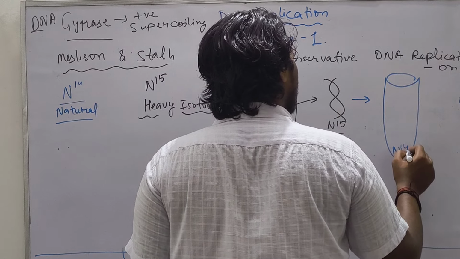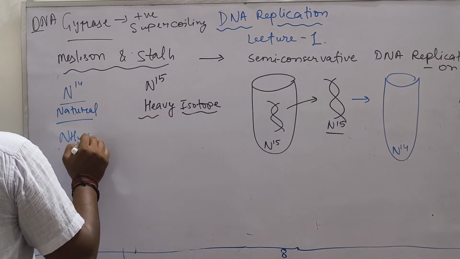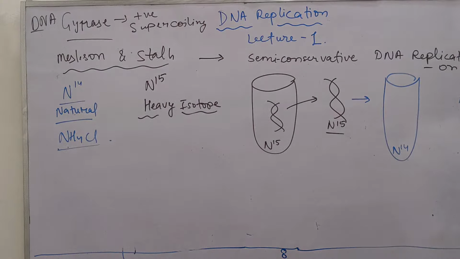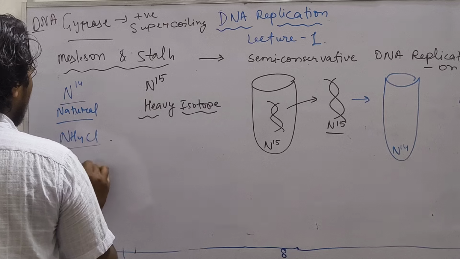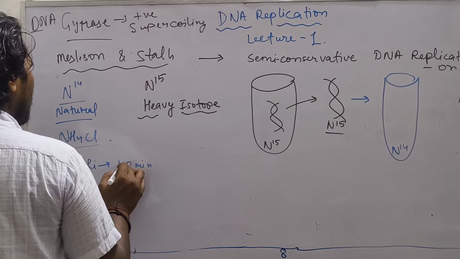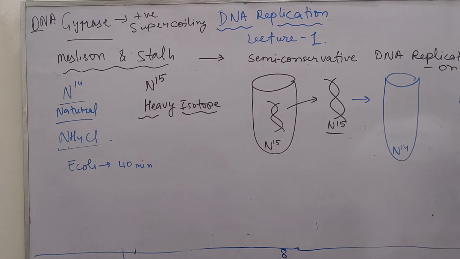After that they transferred it into N14 medium, NH4Cl. This is the component. So they transferred into this, and then what did they find? They found, after DNA replication, and the timing of E. coli replication is what? E. coli takes almost 40 minutes for DNA replication. Okay, E. coli takes 40 minutes for the DNA replication.